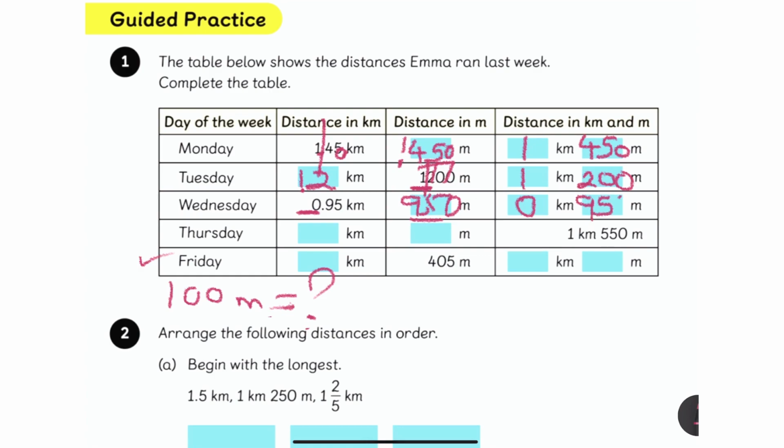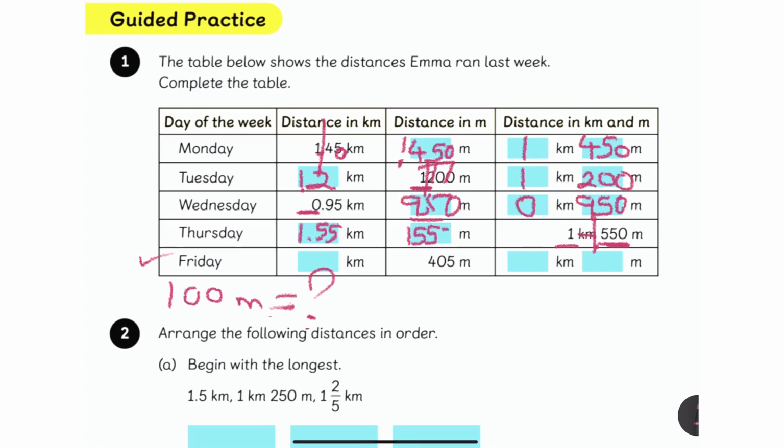Let's go to Thursday. Thursday, it is 1 kilometer and 550 meters, right? I just bifurcate this in order to get my distance in kilometers. For that, I will write 1. I'll put my point, right? Because this is meters. When meters come, we put a point. So 1.55 kilometers, right? Similarly, when I want to convert it into meters, I'll just chuck off this kilometer, write the whole number the way it is, 1550 meters.